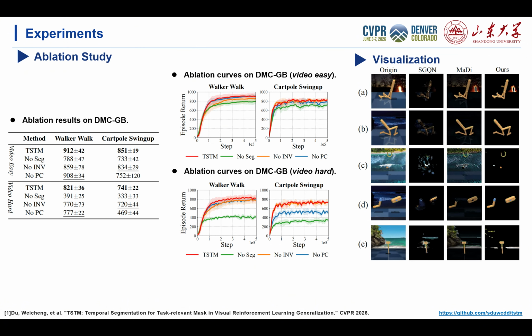This slide further explains why TSTM works. On the left, the ablation results show that removing temporal segmentation causes the largest performance drop. This indicates that temporal segmentation is the most critical component of the framework. We also observe that invariant learning and policy consistency further improve robustness and overall performance.